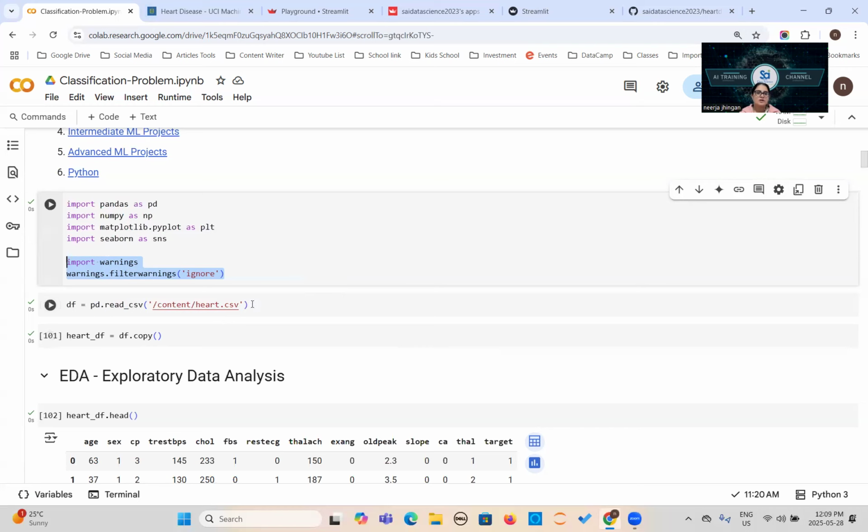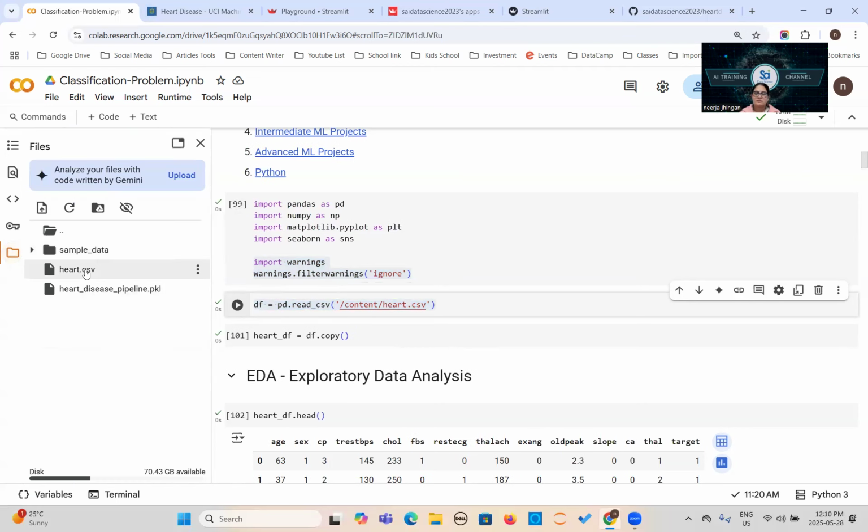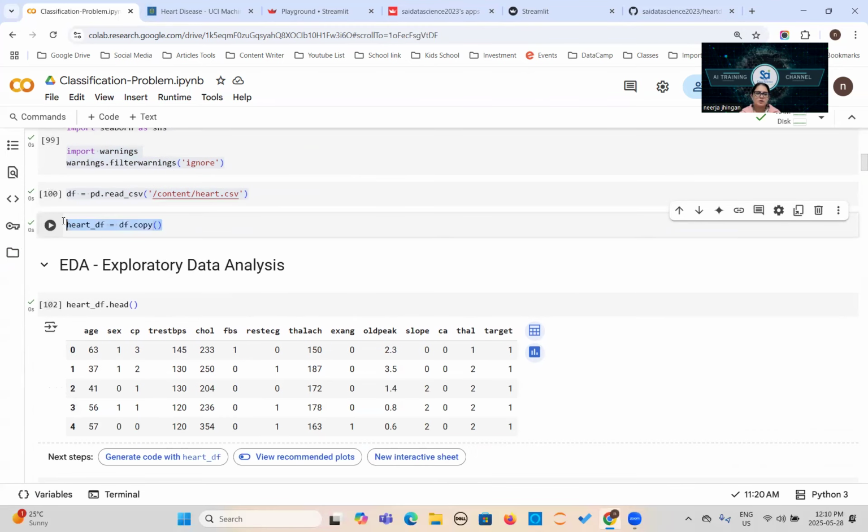Okay. And then we are loading the dataset. I'm using Google Colab. If you're using your local environment, then you can change the path here. Okay. So this is the file I have uploaded. And then we will make a copy of the original dataset. Okay. There are some reasons why I always make a copy. I have shared it in detail in one of my videos. You will find it. So here I will give you a recap.